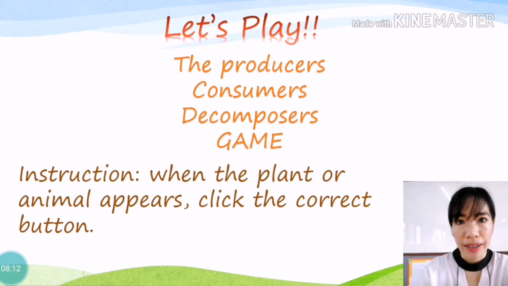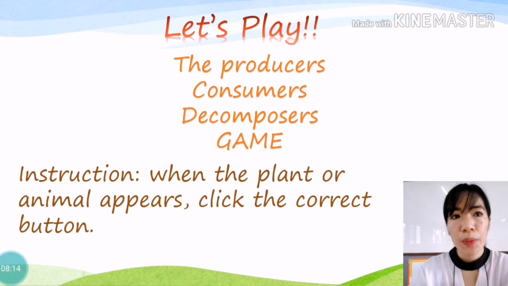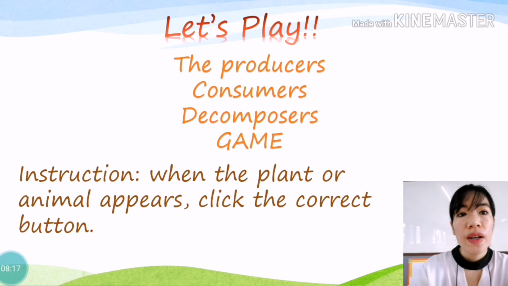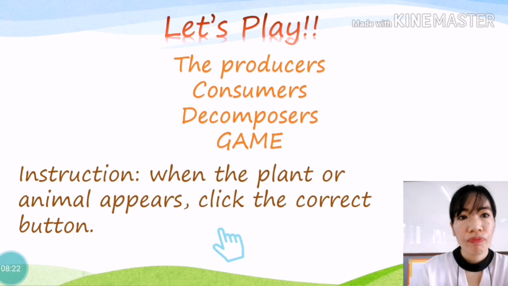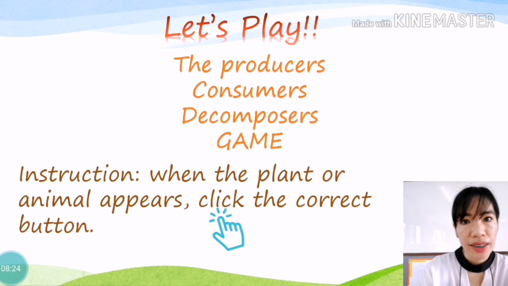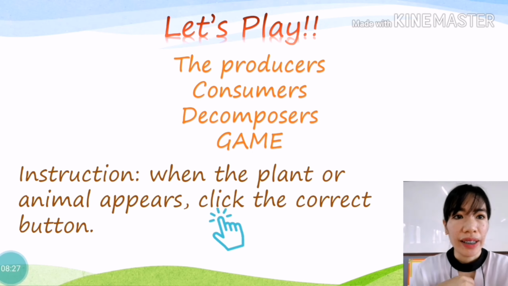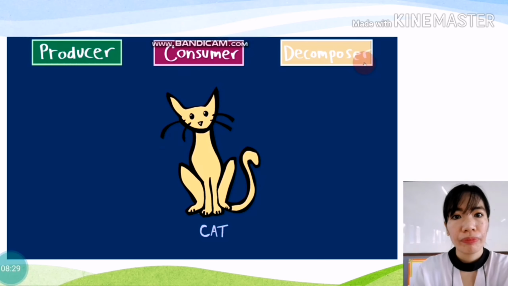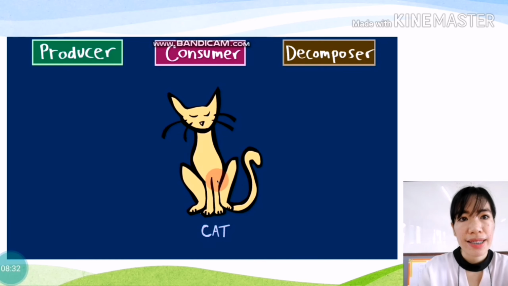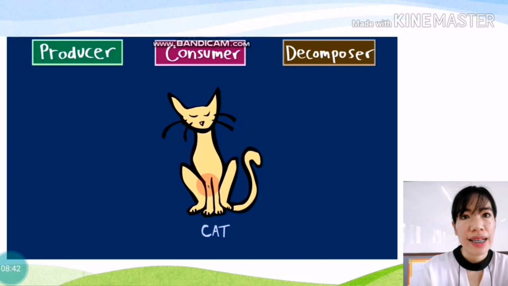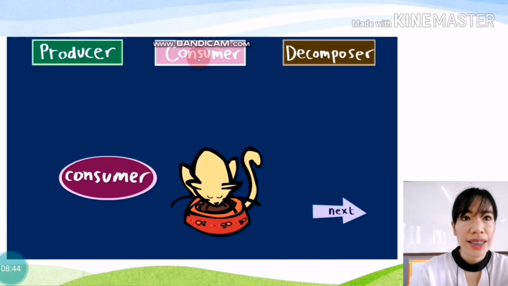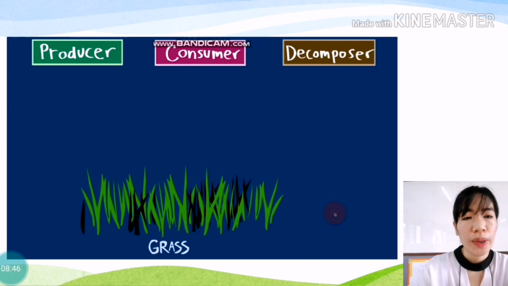Let's play the producers, consumers, decomposers game. Instruction: when the plant or animal appears, click the correct button, and then let's see if your answer is correct. Are you ready? Let's start. We have here cat. Is it producer, consumer, or decomposer? My answer is consumer. Consumer is correct.